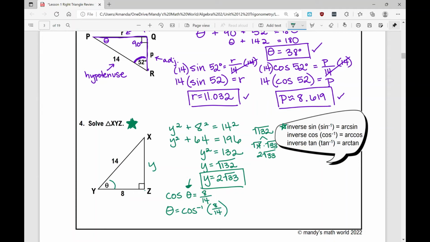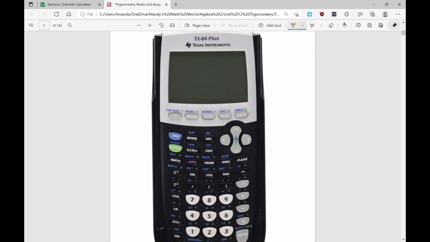Actually, you know what? Let's go ahead and do that. So go ahead and grab your calculator, and I'm going to show you how to plug this in. You need to type in cosine inverse 8 over 14, or arc cos 8 over 14. So that's right here. I'm using the second function, which means I press the second button first, and then cosine, and then type in 8 divided by 14, and press enter.